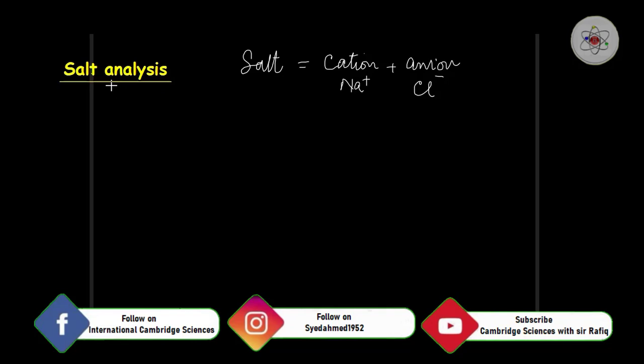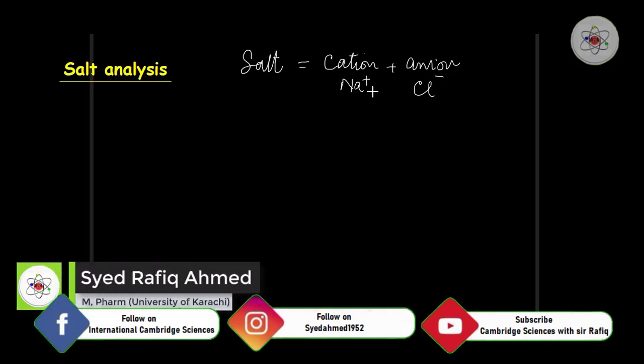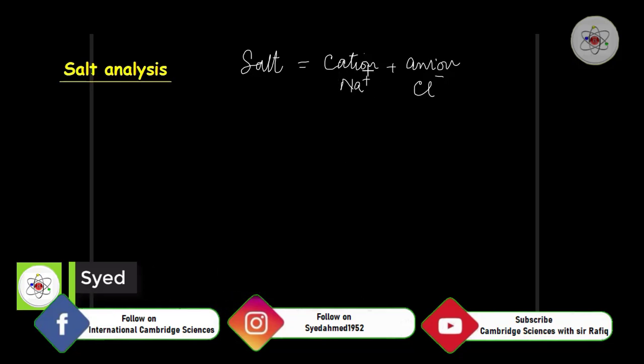It is a qualitative analysis in which we do some tests to know which cation is present in the salt as well as which anion. So once we know the cation and anion of the salt after going through some tests, some chemical reactions, we will be able to identify the salt. For example, sodium chloride, copper sulfate, copper nitrate or something like that.